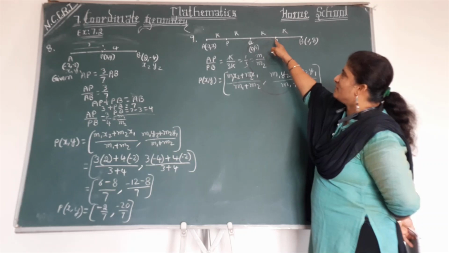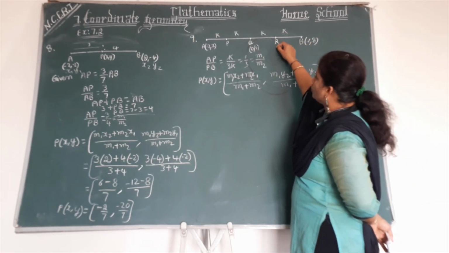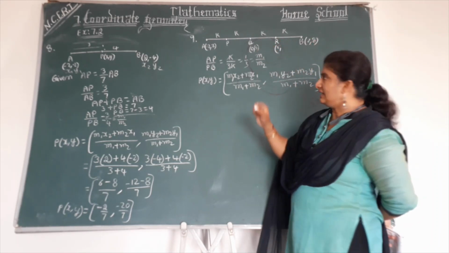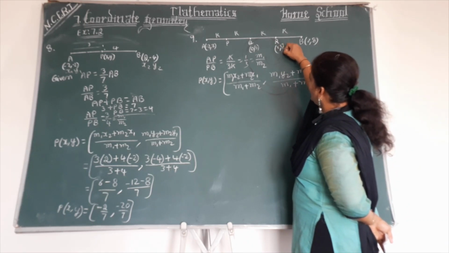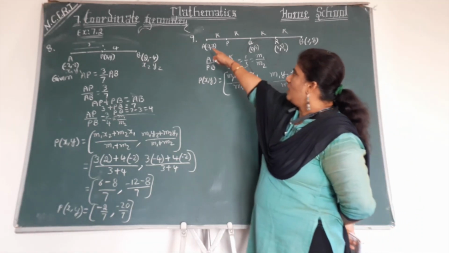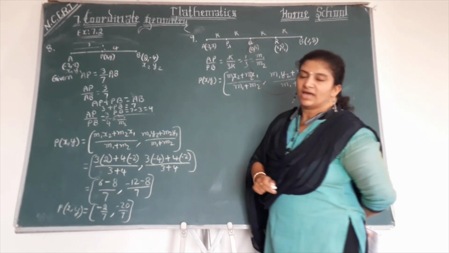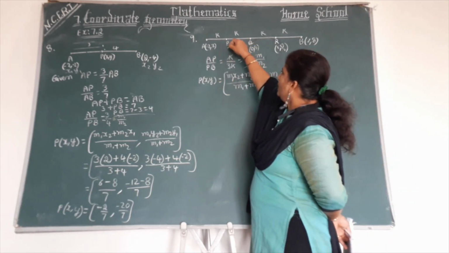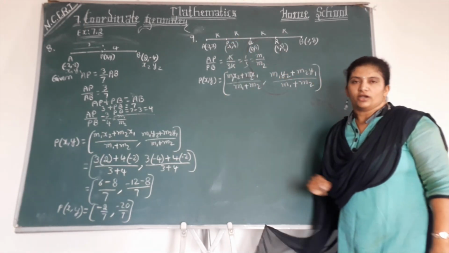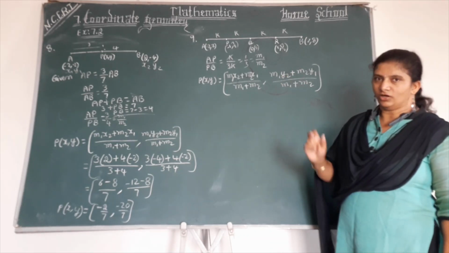Then again, now look over here. 1:1 ratio means it is a midpoint. So how to find this? 0 plus 2 will be 2. 2 by 2 will be 1. 5 plus 8 will be 13. This will be 13 by 2. Okay. Now coming here, P. P coordinate how can you find? Minus 2 plus 0 will be minus 2. Minus 2 by 2 will be minus 1. Comma, 2 plus 5, it will be 7 by 2. Okay. These coordinates I am not going to erase. Have a look and then we are going to get the coordinate.